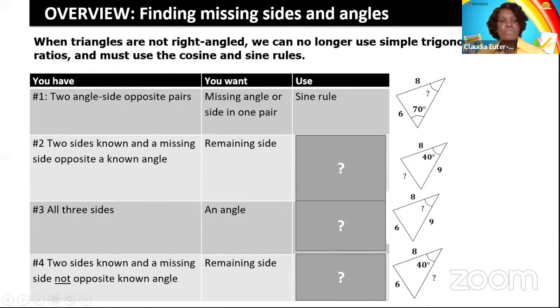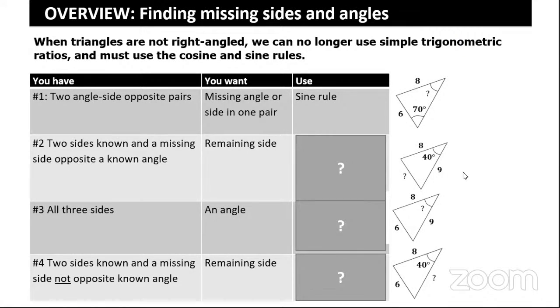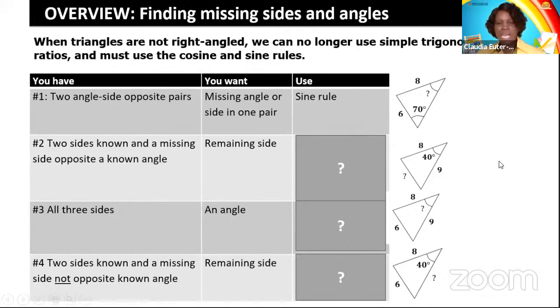Number two: two sides known and a missing side opposite a known angle, and you're asked to find the remaining side. Look at the words, look at the image, and just by looking at it, I want you to be able to tell me which one you will use. I'm seeing cosine rule from Shanice on YouTube, cosine from Micah and Rayon. Tell us why quickly when you type the answer, explain why so we can cement that concept.